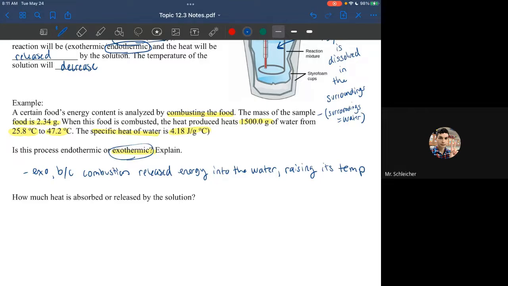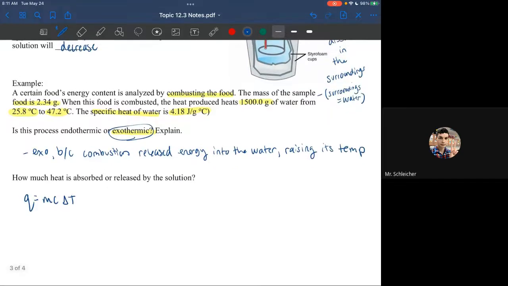All right, and then how much heat is absorbed or released by the solution? Well, we could start doing a Q equals MCΔT problem here. So let's try that out. Let's label everything here: Q, M, C, and delta T. It says absorbed or released by a solution. I feel like the solution itself is absorbing energy from what's being combusted. So let's try to think about this. Heat energy, I don't know how much got absorbed.